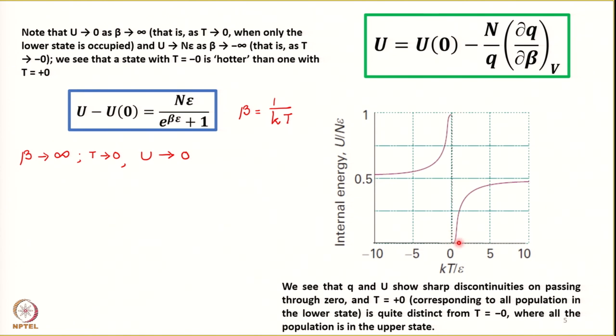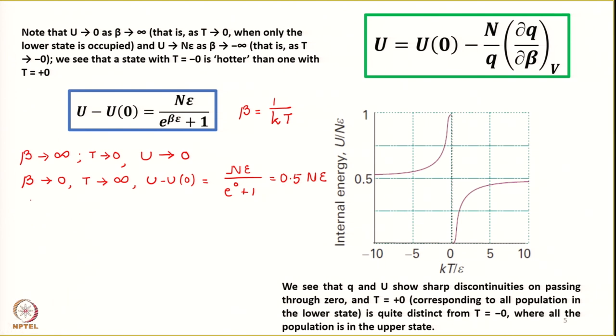Okay, now let us consider the next extreme, when beta approaches a value of 0, that means T is approaching a value of infinity. In that case, what will be U minus U0? U minus U0 will be N e divided by exponential beta e, with beta tending to 0, so 0 plus 1, which is 0.5 times N e. And that is what you are seeing over here. When temperature becomes very, very high, the value of U by N e is approaching 0.5.